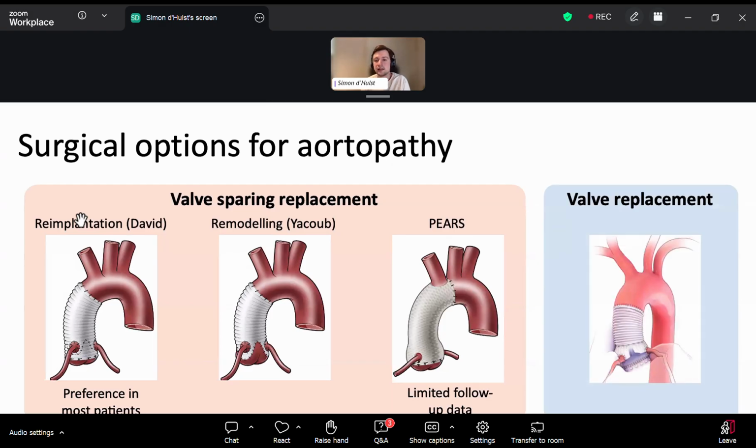Of course, in cases that the aortic valve is not salvageable, an aortic valve replacement will be necessary as well, although this is usually not the case.